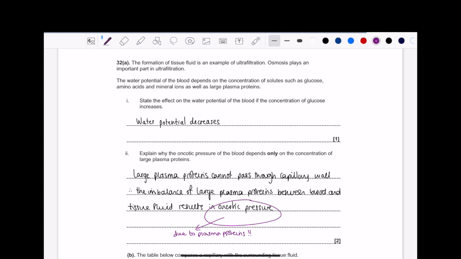So like here it says, state the effect on the water potential of the blood if the concentration of glucose increases. The way that I would rephrase it to make sense with how I've learnt content would be like, okay, if glucose increases, what happens to the water potential? That's it. And that way I can answer it. Water potential decreases. It makes sense.